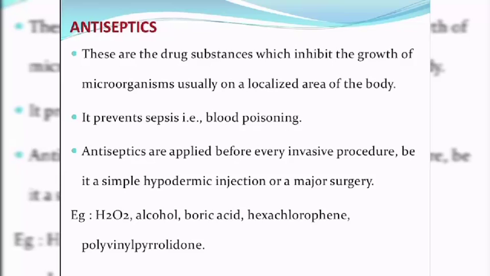It prevents sepsis, that is blood poisoning, and antiseptics are applied before every invasive procedure, be it a simple hypodermic injection or a major surgery. For example, hydrogen peroxide, alcohol, boric acid, hexachlorophene, povidone, that is polyvinyl pyrrolidone, and also dyes such as brilliant green, crystal violet, etc.